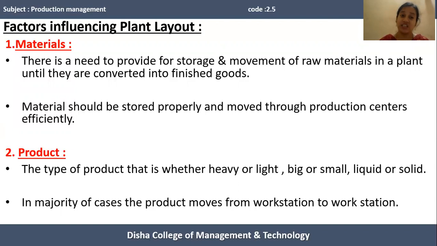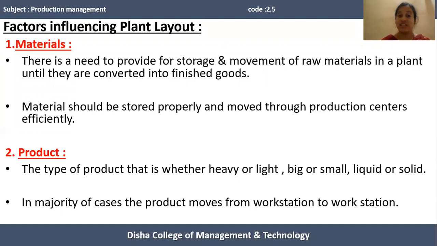Next, there is a need for storage and movement of material in a plant until they are converted into finished goods. Means there is a requirement of storage of material. So first the production manager has to identify which type of material generally the firm uses, and accordingly he has to arrange the storage facilities for storing that material.